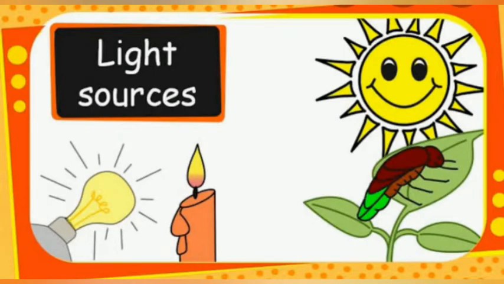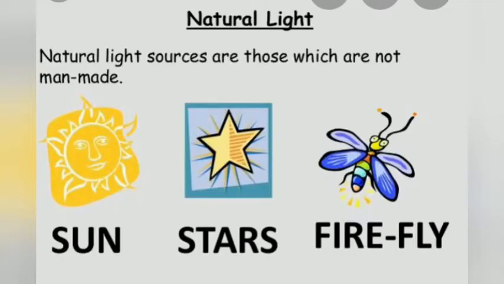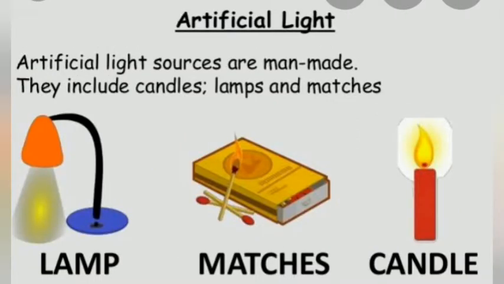Now, sources of light. Objects which give out light are called sources of light. They may be natural or artificial. The sun and the stars are some natural sources of light. Candles, oil lamps, and electric lights, which are made by humans, are called artificial sources of light.